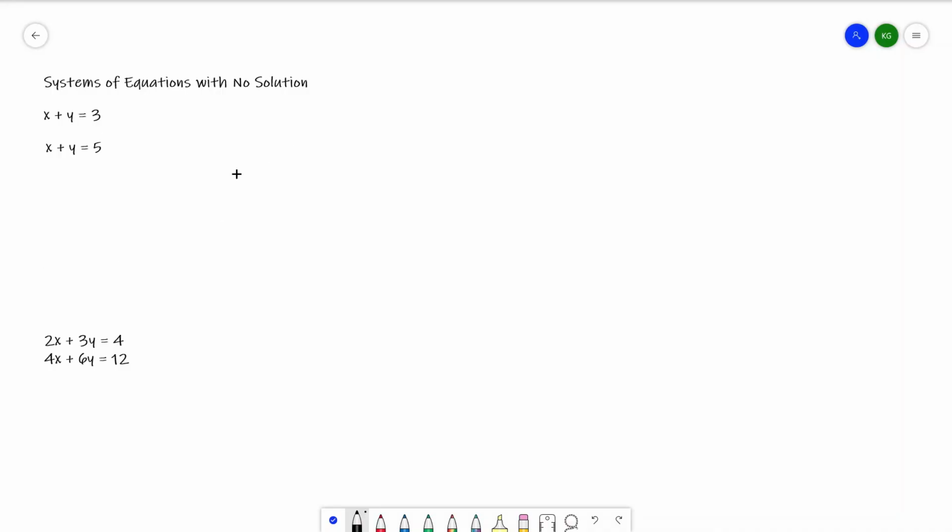Hi everyone. Today's video is going to be on systems of equations with no solutions. First we're going to look at an easy example, then a little bit more complex example, and then we're going to end it off with a try it yourself so you can check if you learned the concept and the little trick I'm going to show you.